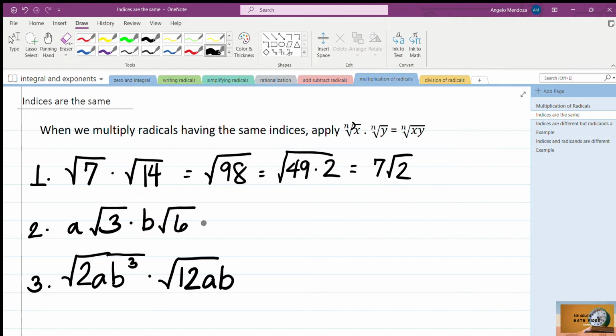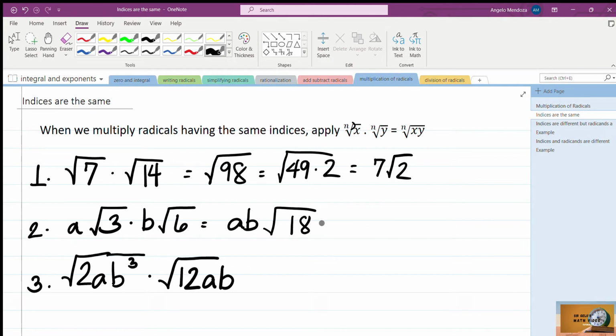Next, number 2, we have a square root of 3 times b square root of 6. So there is a letter outside the radical sign and inside the radicand. So we can directly multiply a and b. So we can rewrite ab square root of 3 times 6. So that is 18.